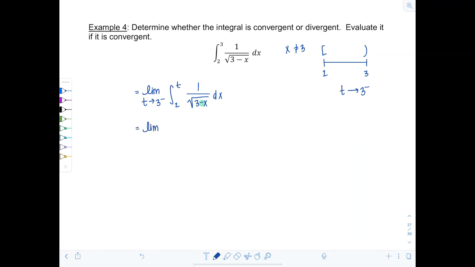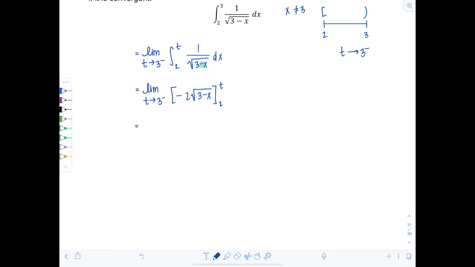So this is going to be the limit as t approaches 3 from the left. We're going to have negative 2 rad 3 minus x, right? The antiderivative is going to be x to the positive 1/2, divide by the new exponent, so I'm going to multiply by 2. And then we have limits from 2 to t. Very good. Now I'm going to substitute in the limits of integration. So I have the limit as t approaches 3 from the left. This is going to be negative 2 times rad 3 minus t plus 2 times rad 3 minus 2, which is just 1.